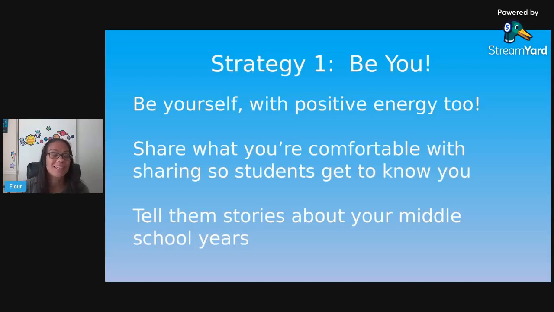Strategy 1, be you. So one thing to remember is that you are in control of what happens in your classroom. One of the things I always think about is the circle of influence in Stephen Covey's 7 Habits of Highly Effective People. So you focus on what you can control, which is yourself and your vision for your classroom. So that's where be you comes in.